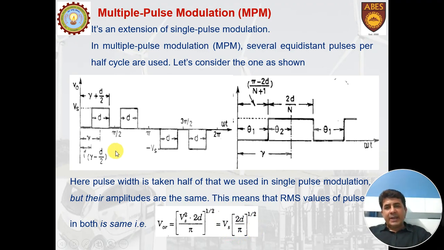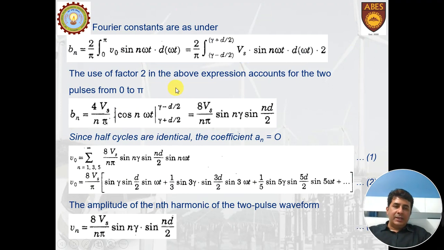Now here, by splitting this pulse into two, let us see what happens. If we split this into two, what effect does it have on the harmonics? Here, when we split and make the Fourier analysis, we get the coefficient Bn as the one written here. This 2 is taken because there are two pulses. Now, when we solve it, we see that this coefficient depends upon two values, gamma and d. If you further solve it, you will find that the output voltage is not only dependent upon d, it has now become dependent upon the value of gamma as well.